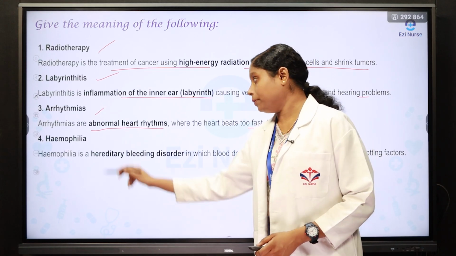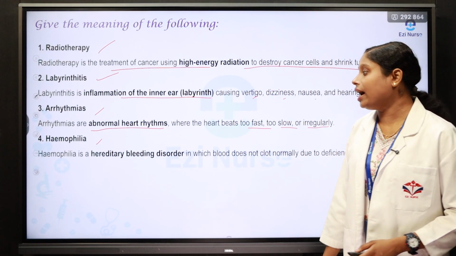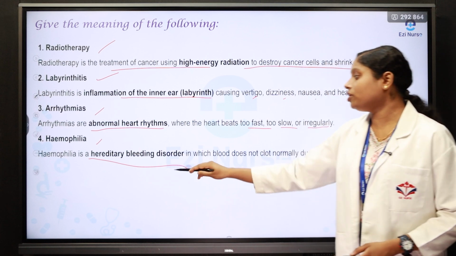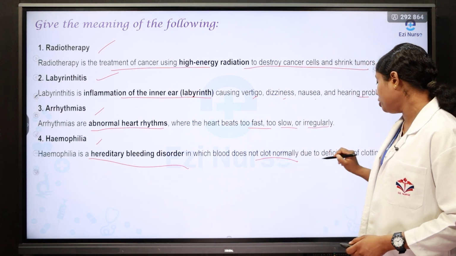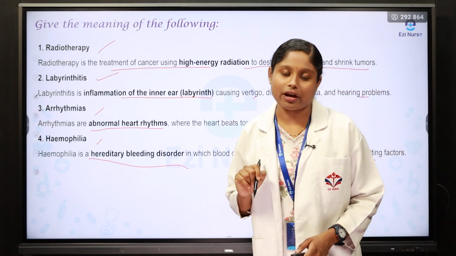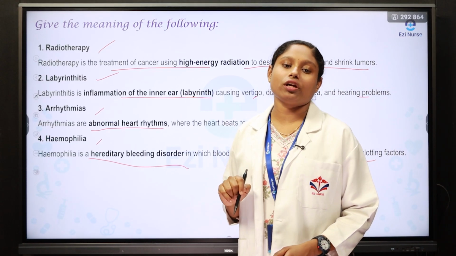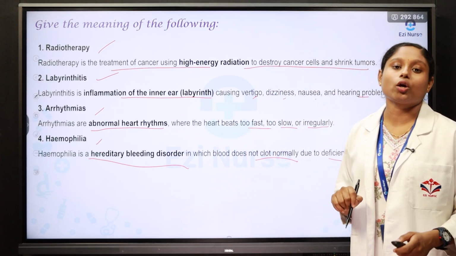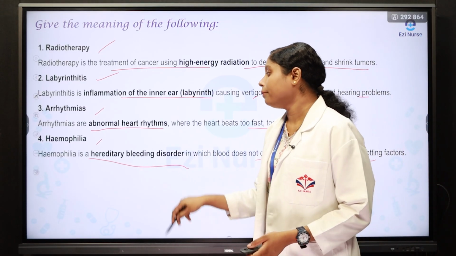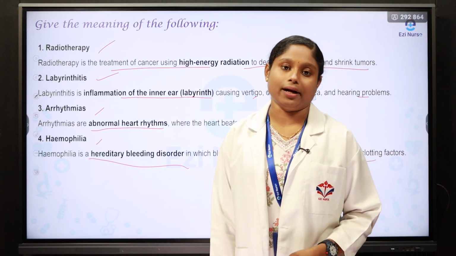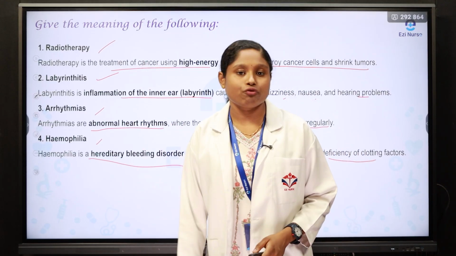The fourth question is hemophilia. What is hemophilia? It's a blood disorder. It's a hereditary bleeding disorder in which blood does not clot normally due to deficiency of clotting factors. Due to this deficiency, the blood does not clot normally after an injury. So that condition is the hereditary bleeding disorder known as hemophilia. This is the meaning of those 4 words.